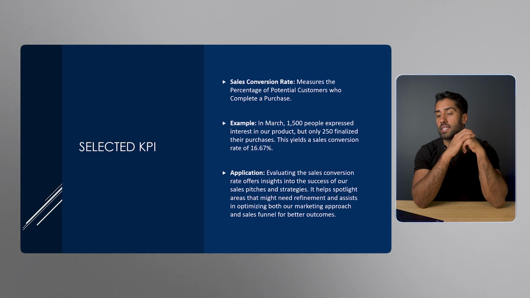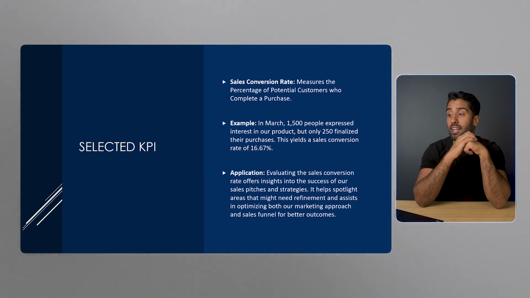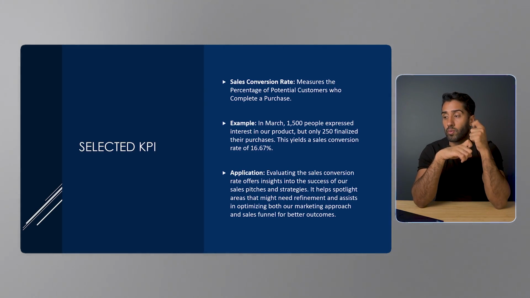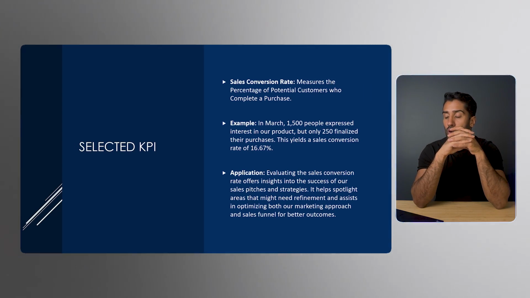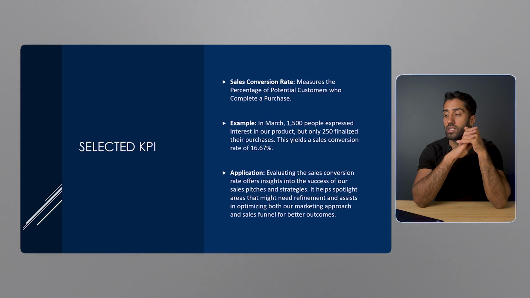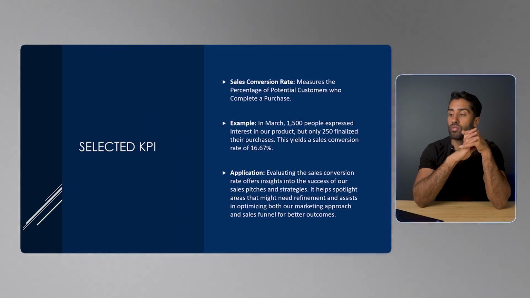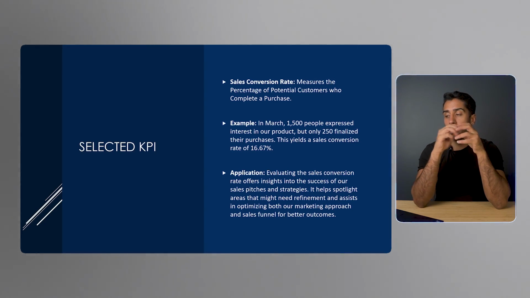We then look at the KPI that we've decided to focus on. It's the sales conversion rate. It measures the percentage of potential customers who complete a purchase. So an example is that in March, 1,500 people expressed interest in our product, but only 250 finalized their purchases. This yields a sales conversion rate of 16.67.